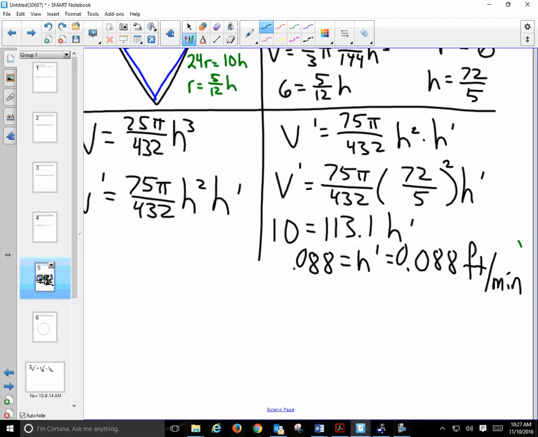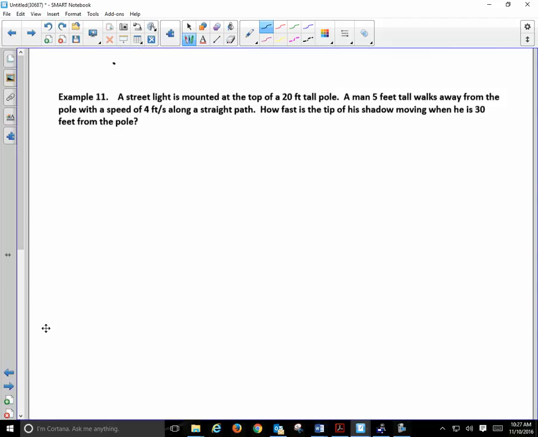We get to our last example. There are so many different related rate problems. I just tried to choose the ones that are most popular over time that I've seen in AP exams and stuff like that. So we get to our last one.